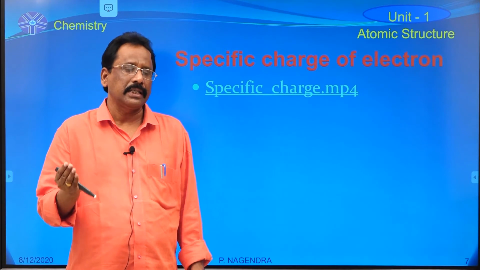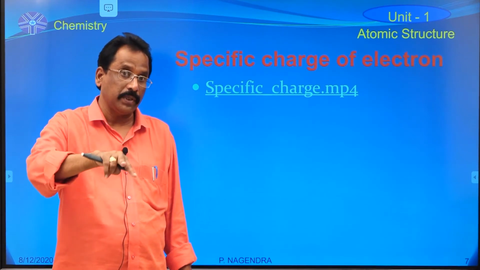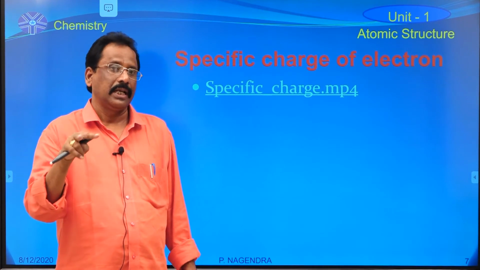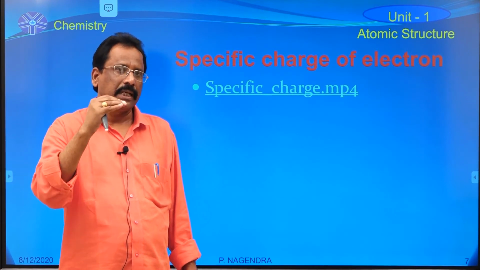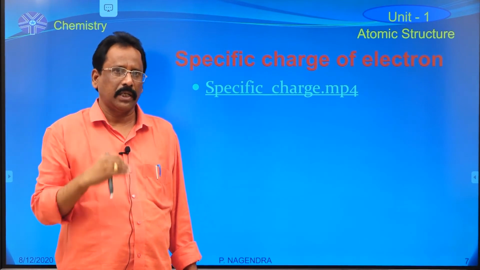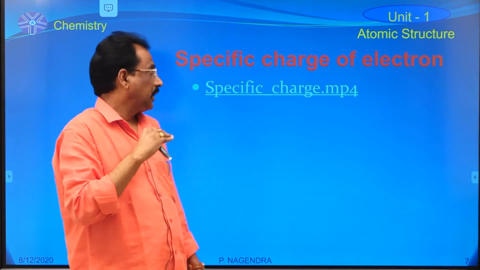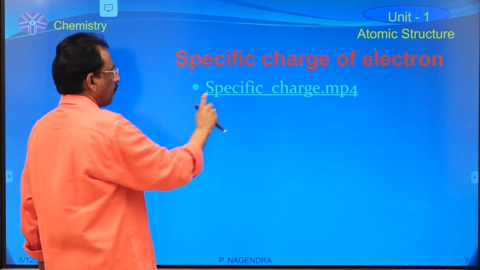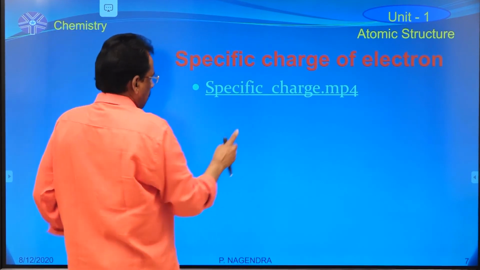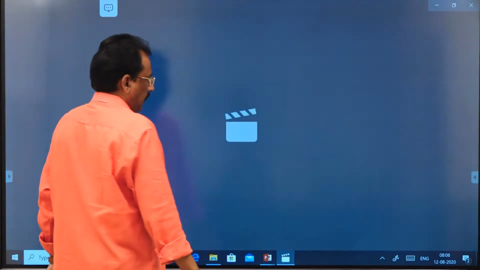And the next one is charge of the electron. There is a lot of difference between specific charge and charge. The specific charge means it is the ratio between charge of the particle and mass of the particle. Formula is e by m. And now the Millikan oil drop method experiment is used to determine the charge of the electron.